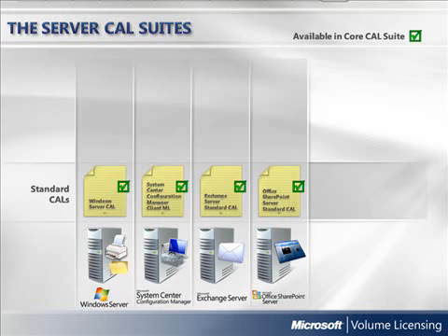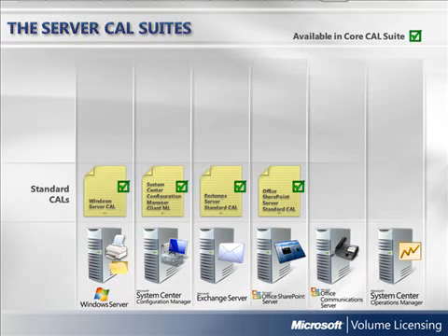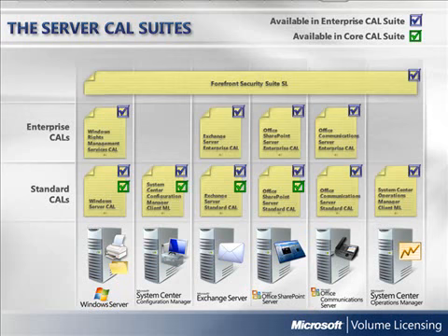The Core CAL suite gives you client access licenses to these products. And for organizations that deploy an extended Microsoft infrastructure with products such as Office Communications Server and System Center Operations Manager, the Enterprise CAL suite adds on the OCS Standard and Enterprise CALs, the System Center Operations Manager Client Management License, as well as Enterprise CALs for Windows, Exchange, SharePoint, and access to the subscription-based Forefront Security Suite.